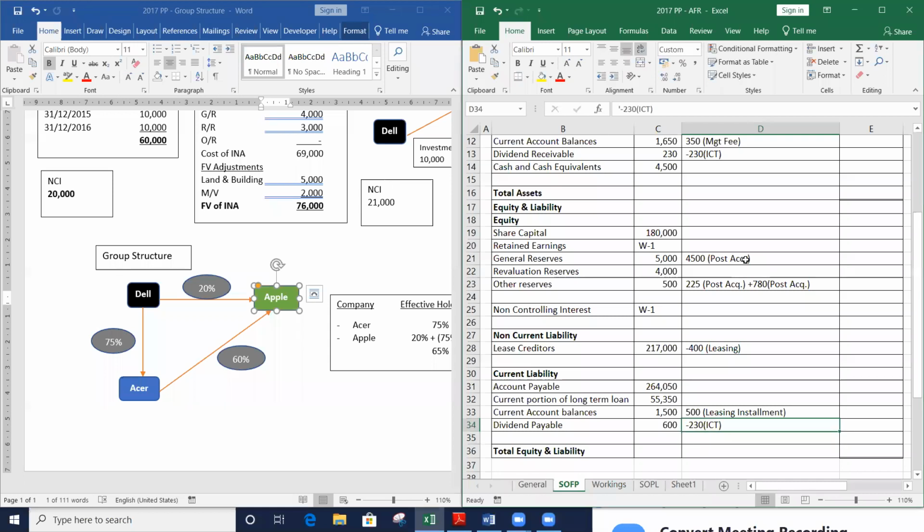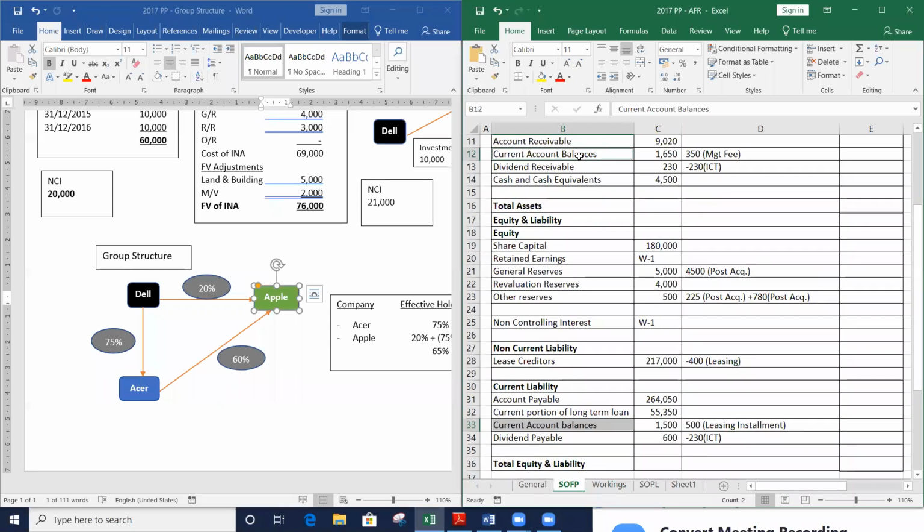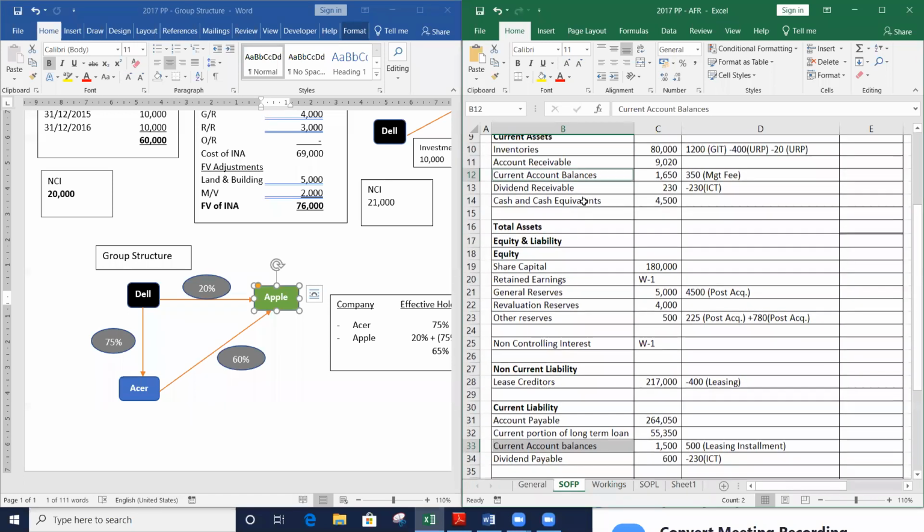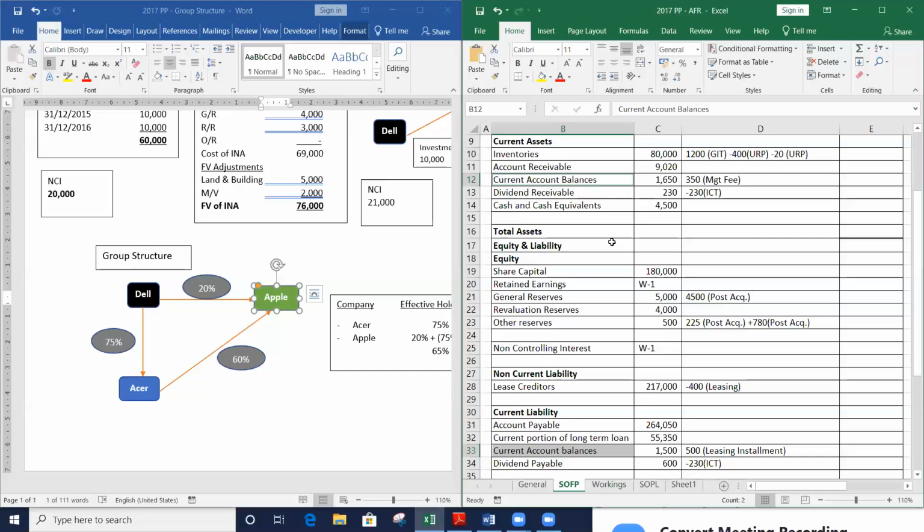Apart from that, there is another thing. This current account balances, receivable, payable, under current assets and current liabilities, current account balances. We should be able to eliminate these balances as well, right?